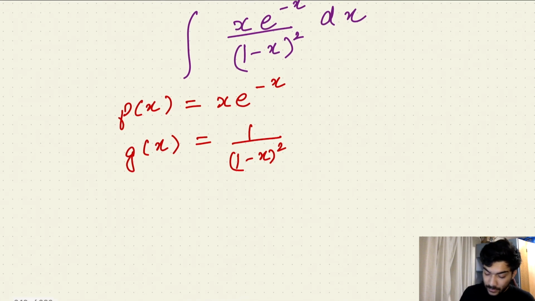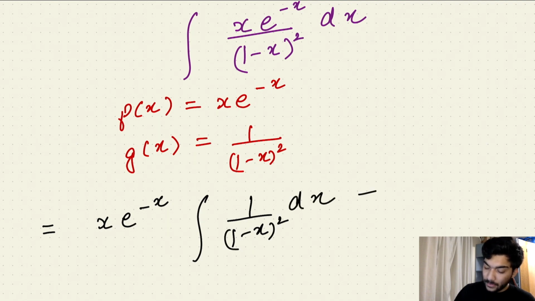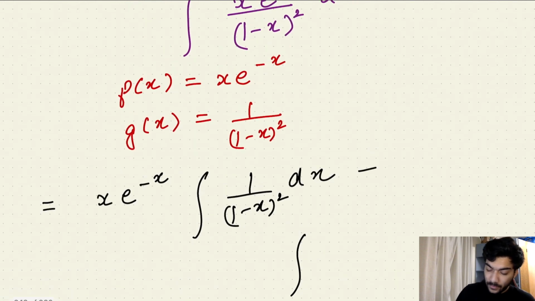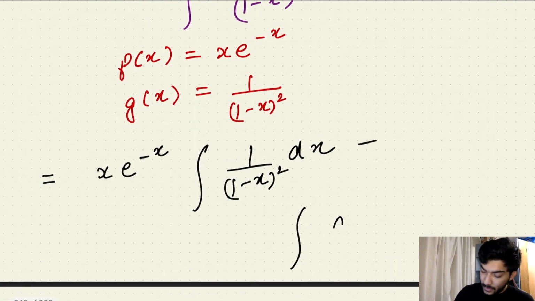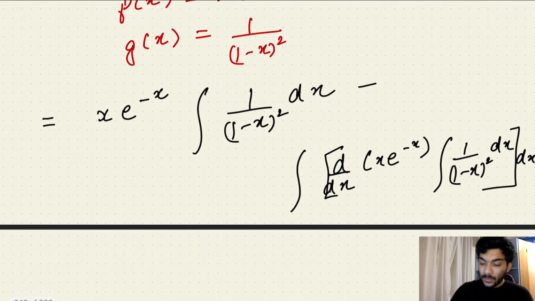So again, we'll use the same formula: first function as it is, and the integral of second expression, minus the integral of the differentiation of first, which is the differentiation of x e to the power minus x, times the integral of the second, and then integral of this whole expression over here, right? So this is basically using the integration by parts formula.